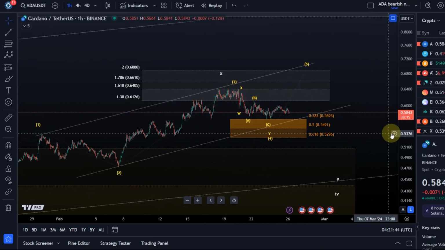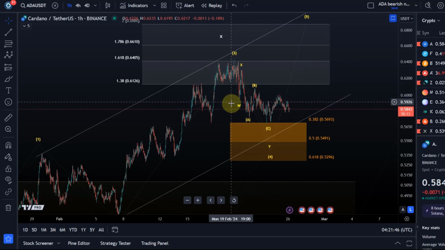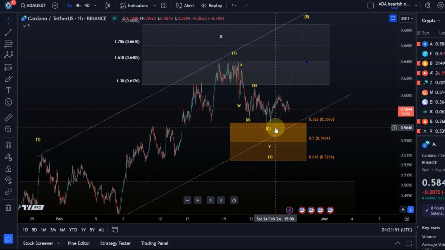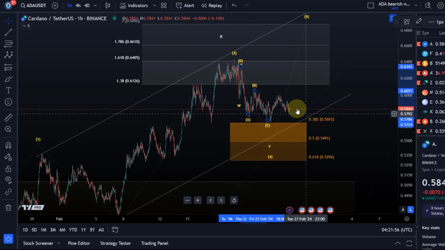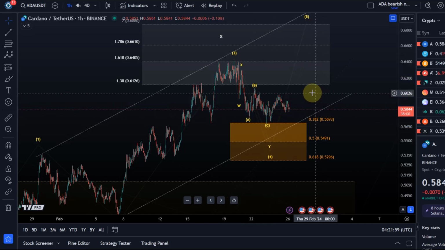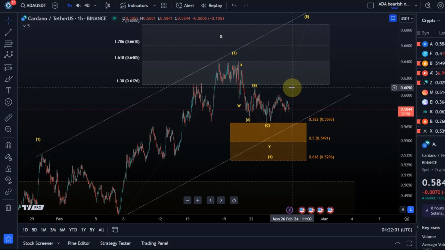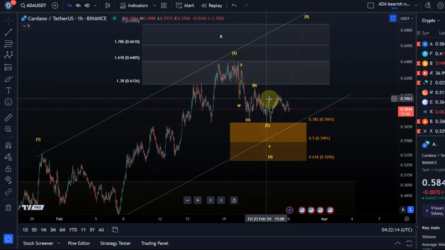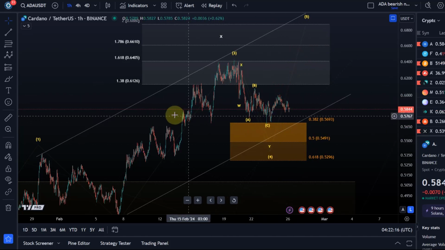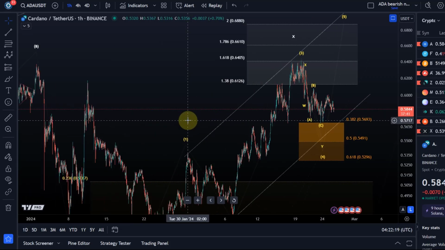My assumption is that the move down here is a WXY structure, and in the Y wave then another A, B, C. The C wave seems to be quite short though, so other interpretations are of course possible. And also we need to see next a break above this B wave high at 60.9 cents, then followed by a break above 64 cents to suggest that the 5th wave to the upside is indeed unfolding. Until then, it's very much just chopping around here. So we have to have a little bit of patience here.